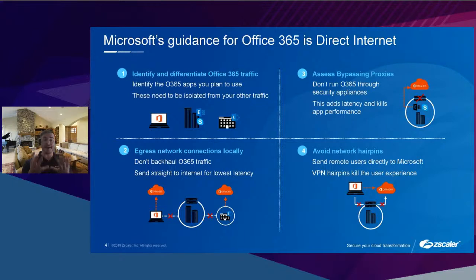Zscaler operating as a platform allows us to avoid those network hairpins, because the user simply connects to the Zscaler cloud. It is a truly proxied architecture, so that connection is terminated, inspected, re-established, and they go straight off to Office 365 in a geo-aware fashion. So Zscaler knows where the user is, and should it be warranted, connects them to the closest access point to get the best performance. Now, how do we achieve that lack of hairpinning?